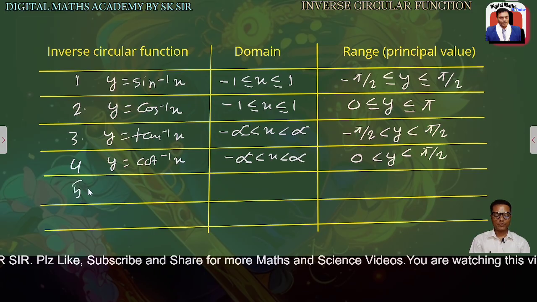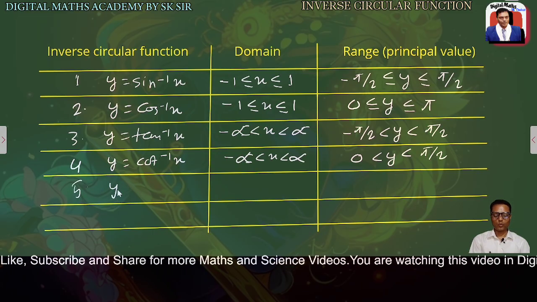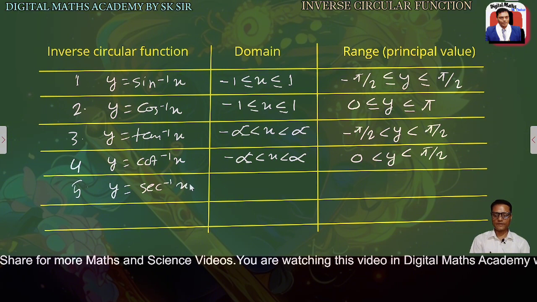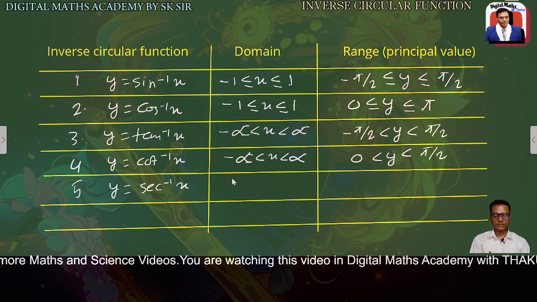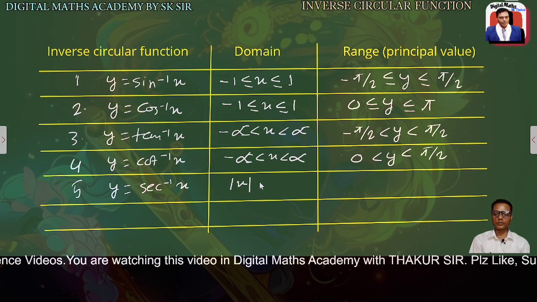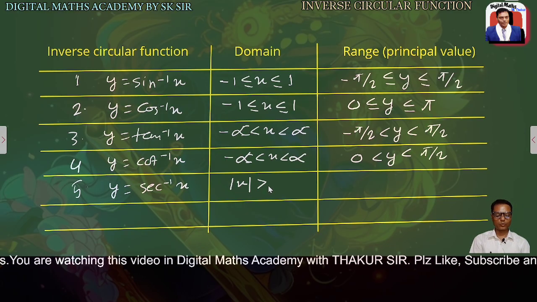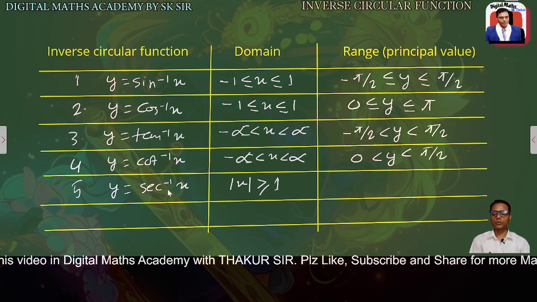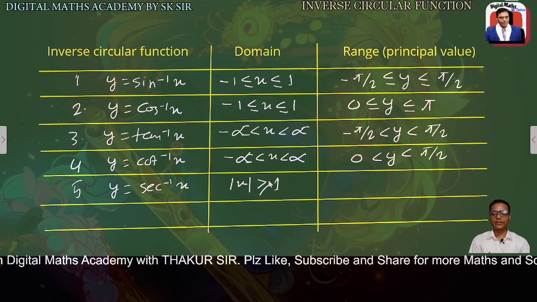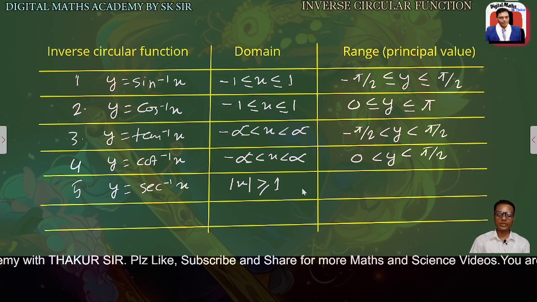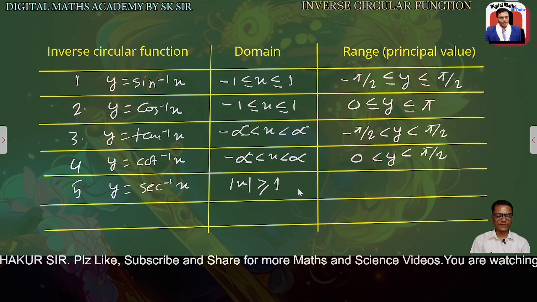Number 5 is y equals sec inverse x, right? So its range is here modulus of x. Yes, we can see here modulus of x. That's modulus of x means always positive, and it's more than 1. Why is it more than 1? Because we know that sec equals h by b, which means h is more than b, so its value is always more than 1, right?